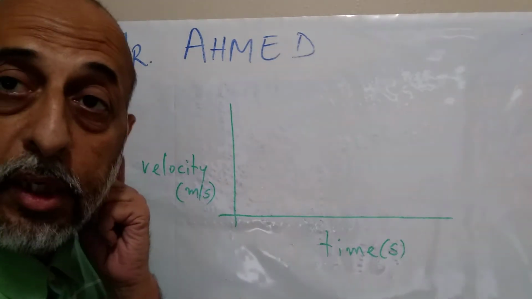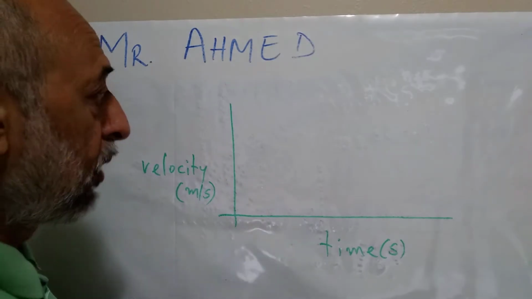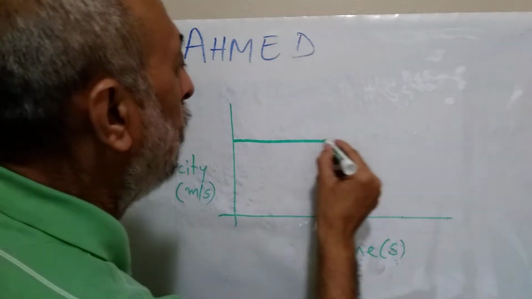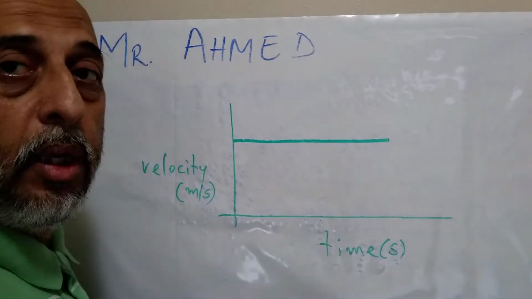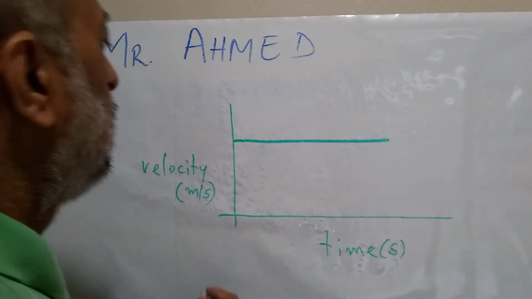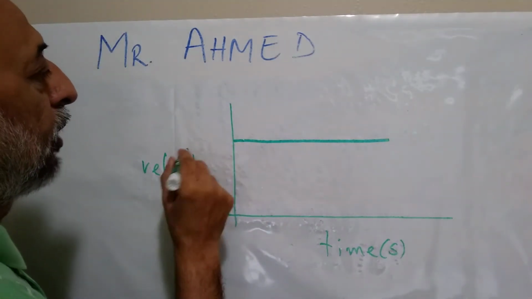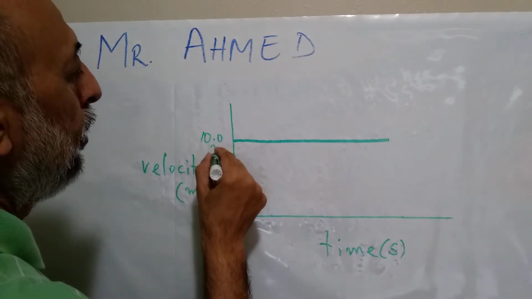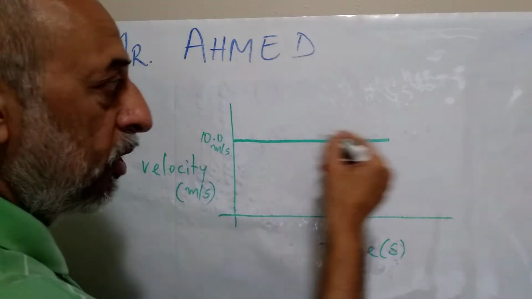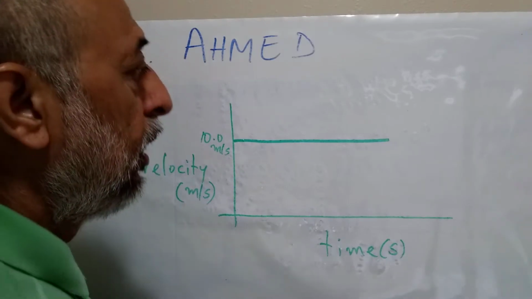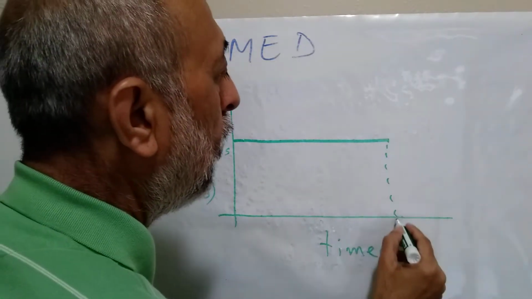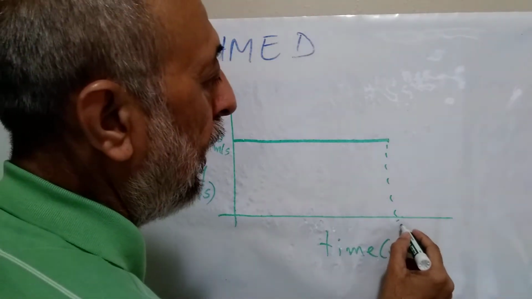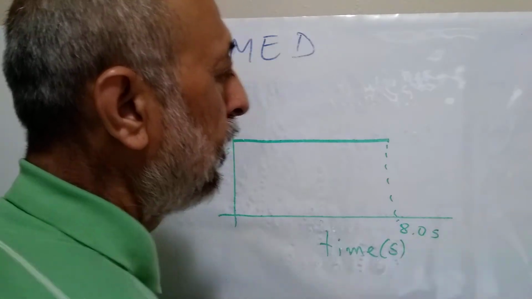Let's say that an object is moving with a constant velocity for a certain duration of time, and for simplicity's sake we're going to say an object is moving with a velocity of, say, 10.0 meters per second, and it's constantly moving with the same velocity for about, say, 8.0 seconds.